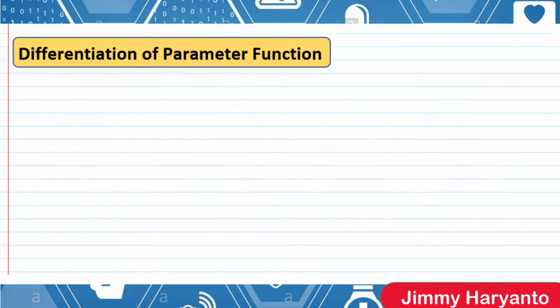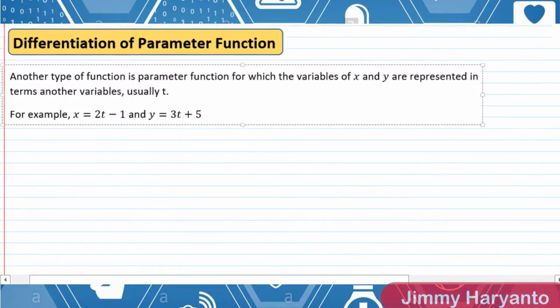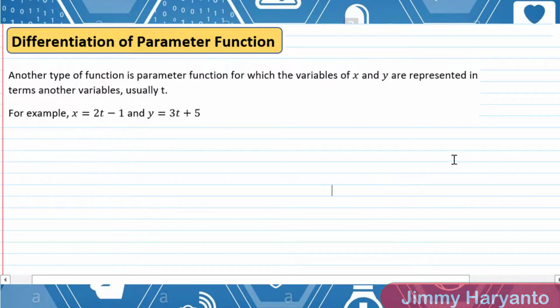Okay. And the next is differentiation of parameter function. Yeah. So another type of function is parameter function, for which the variable of x and y are represented in terms of another variable, usually t. Yeah. For example, we have this function x equals to 2t minus 1 and y equals to 3t minus 5.